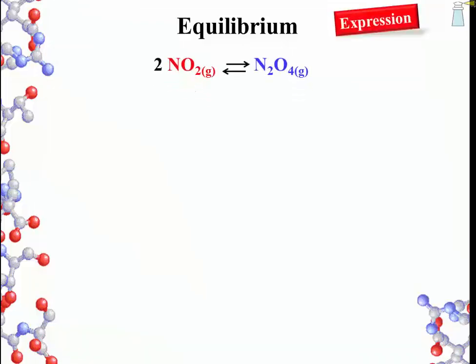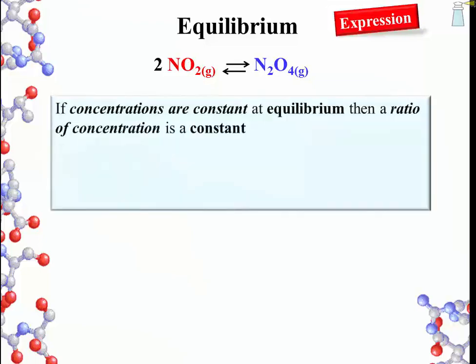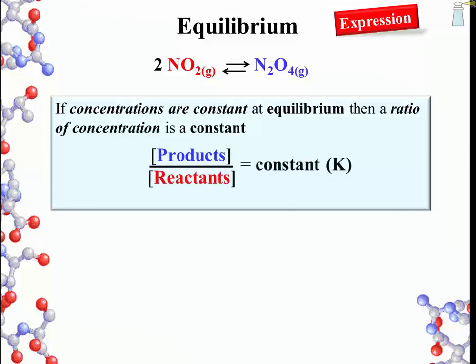The next step in our study of equilibrium is the equilibrium expression. It was first introduced in the Acids and Bases Advanced Concepts lecture when dealing with Ka and Kb of acids and bases. The equilibrium expression follows from the logic that if concentrations are constant at equilibrium, then a ratio of concentrations is a constant. Specifically, at equilibrium, the concentration of all products over the concentration of all reactants is equal to a constant value. Capital K is usually used to denote the equilibrium constant.